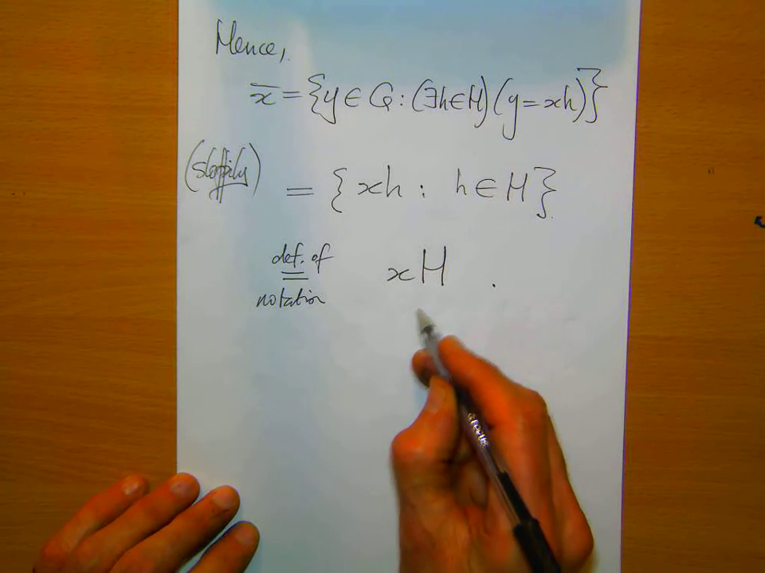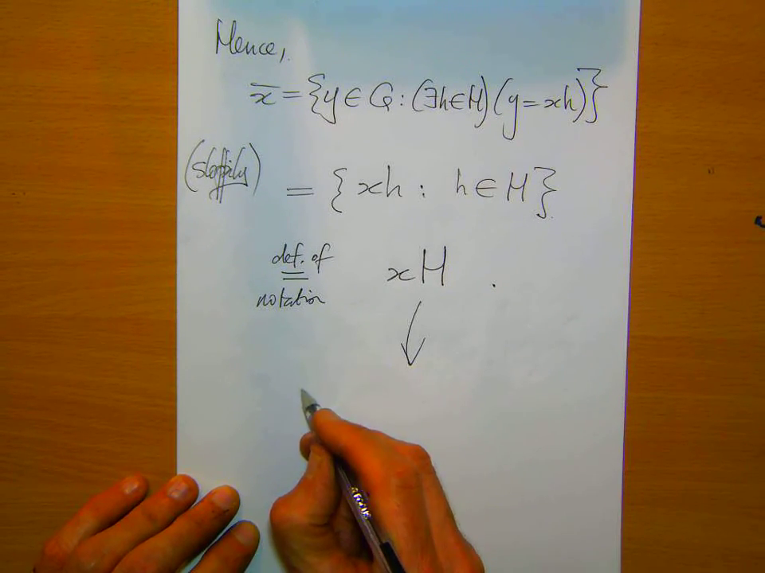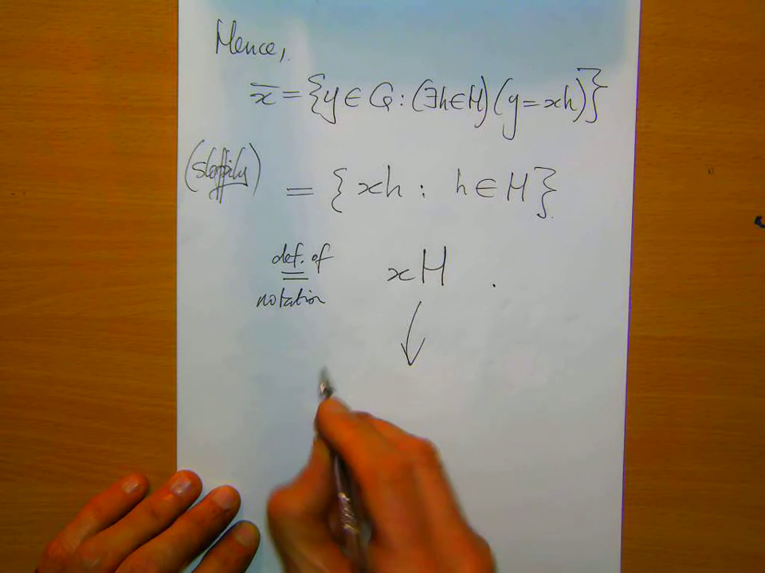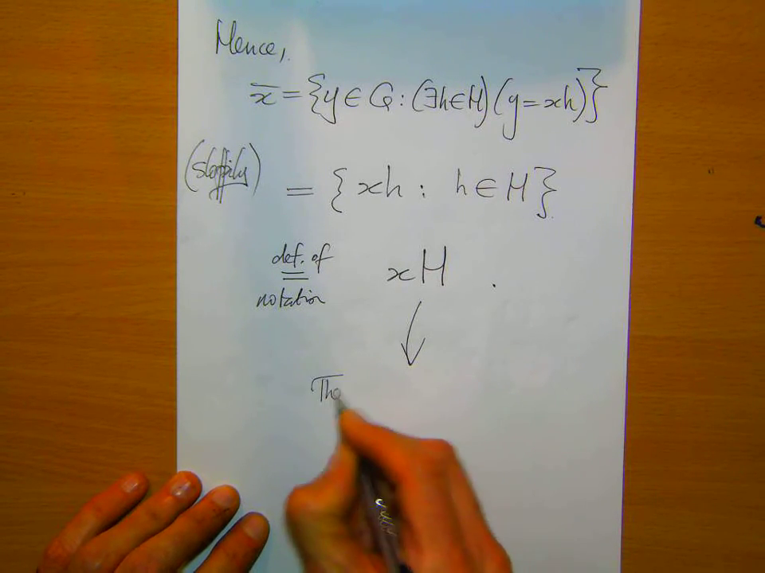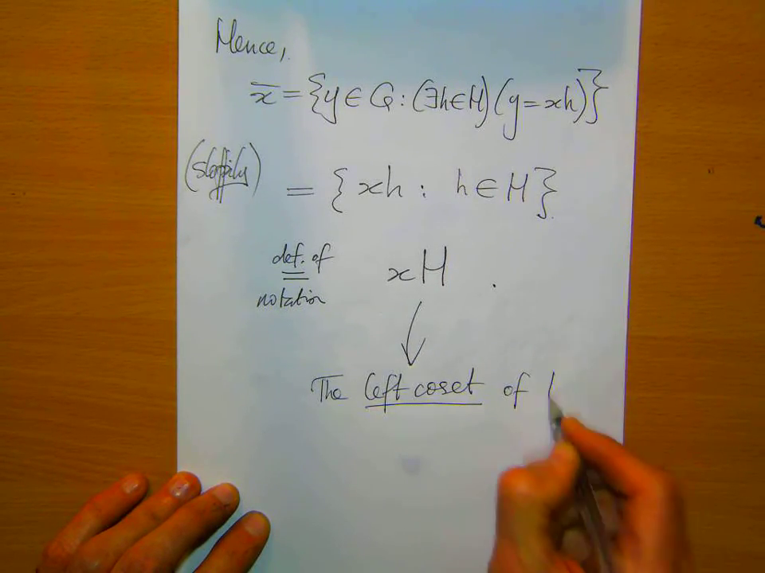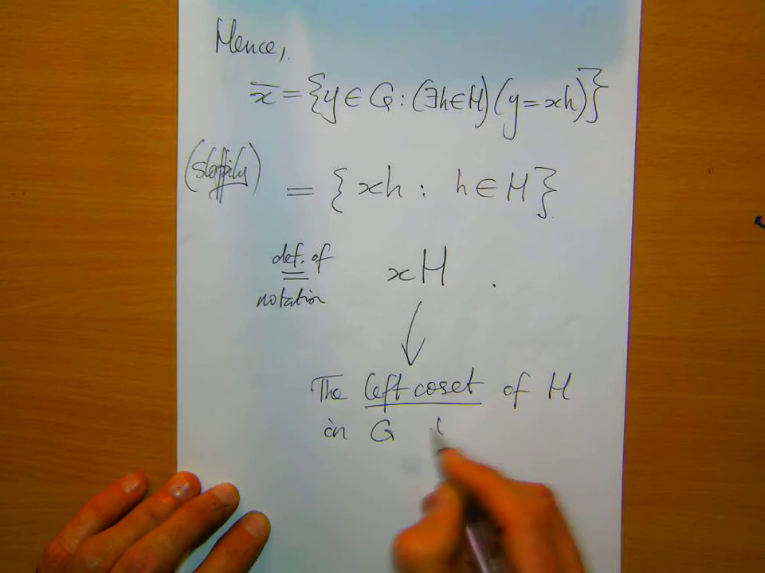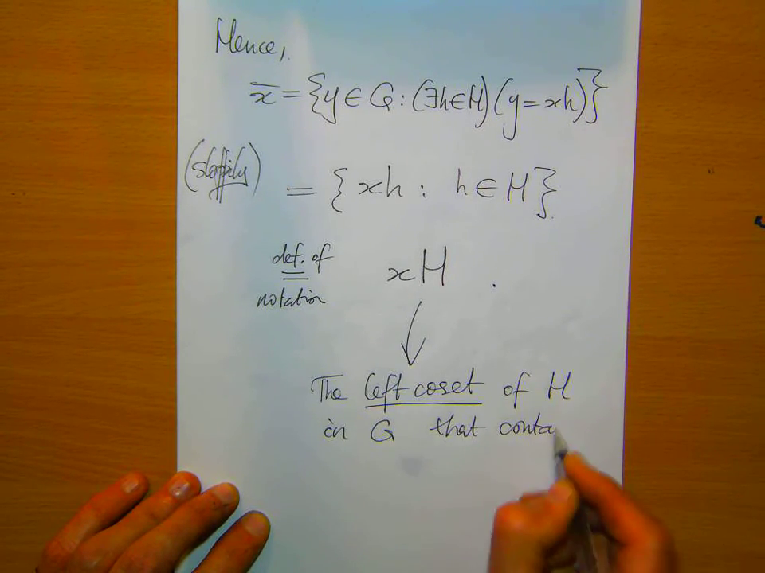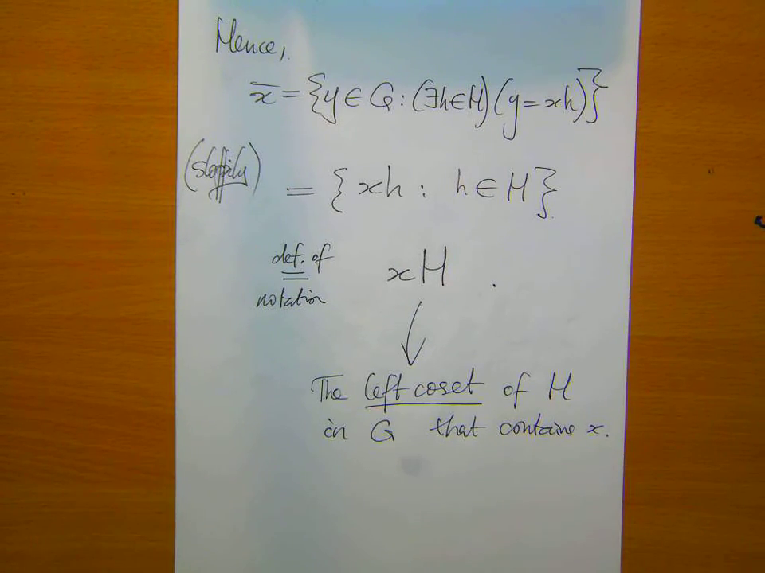And this is called the left coset of H in G that contains X. It's called the left coset. Well, it's the left coset because the X is on the left. You could say, well, why isn't it the right coset because H is on the right? It's just a matter of convention. Okay, so the left coset has X on the left.